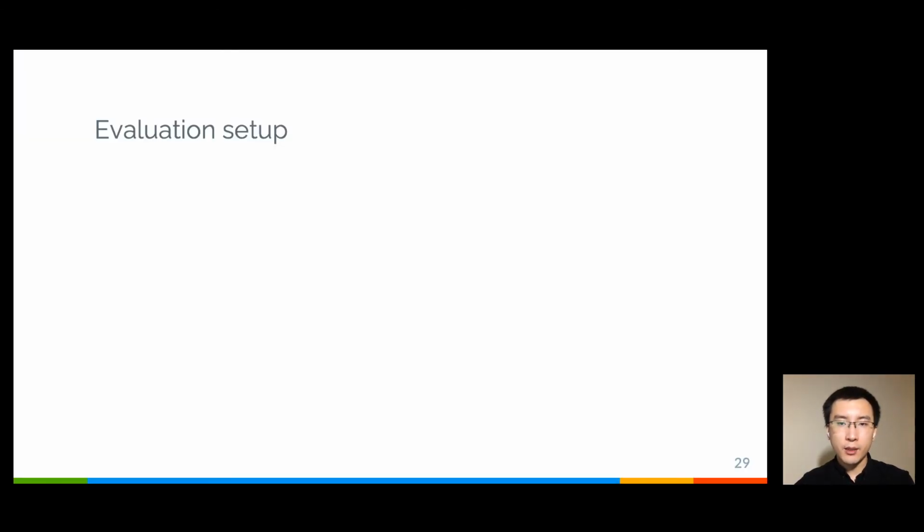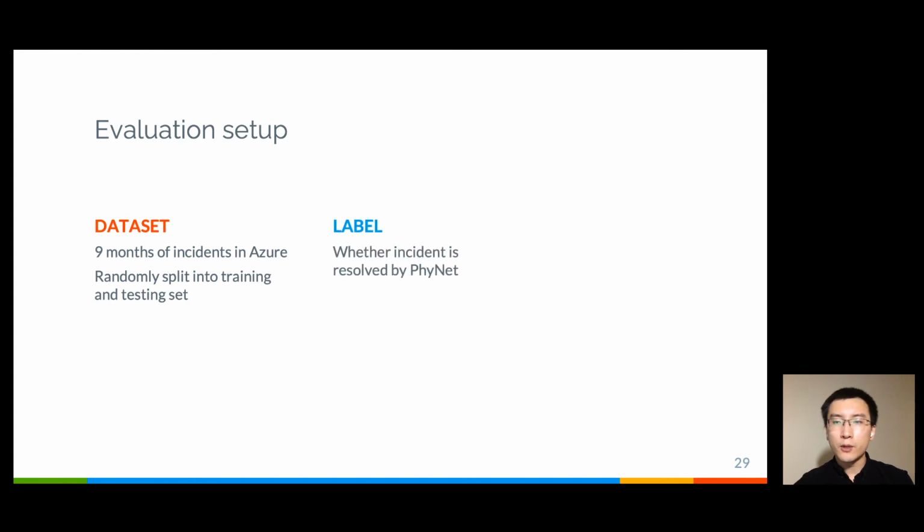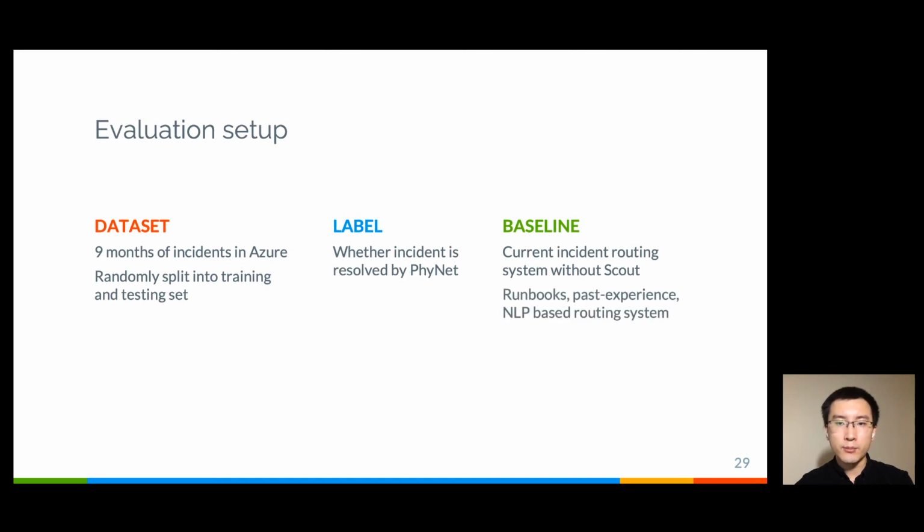We collected 9 months of incidents in Azure and randomly split the incidents into the training and testing set. For labeling, we said one incident is a positive incident if it is resolved by Phynet at last. For the baseline, we compare the incident routing system without Scout's involvement. The current incident routing system includes the engineer's runbooks, past experiences, and the NLP-based routing system we introduced previously.